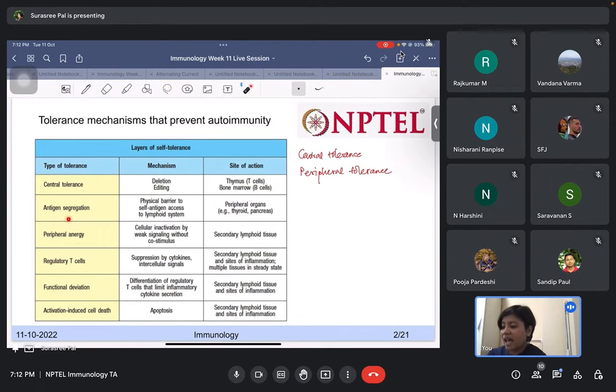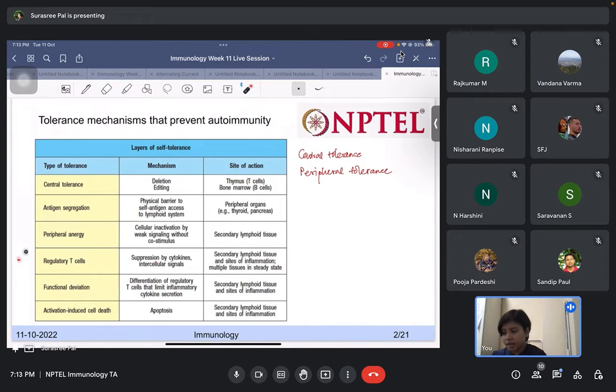Then peripheral anergy. So anergy is one term that we had mentioned while we were discussing T cell and B cell maturation also. Anergy is something which inactivates the T cells or B cells which act against the self antigens by weak signaling. So they do not receive the co-stimulus which is required for their differentiation and activation. So this happens in the secondary lymphoid tissues.